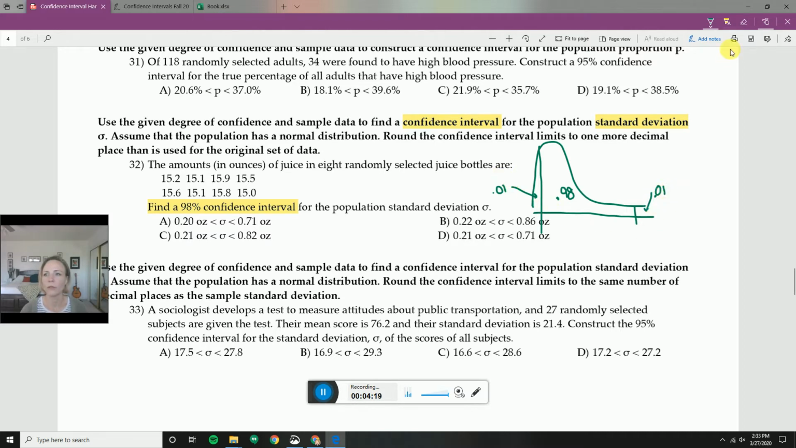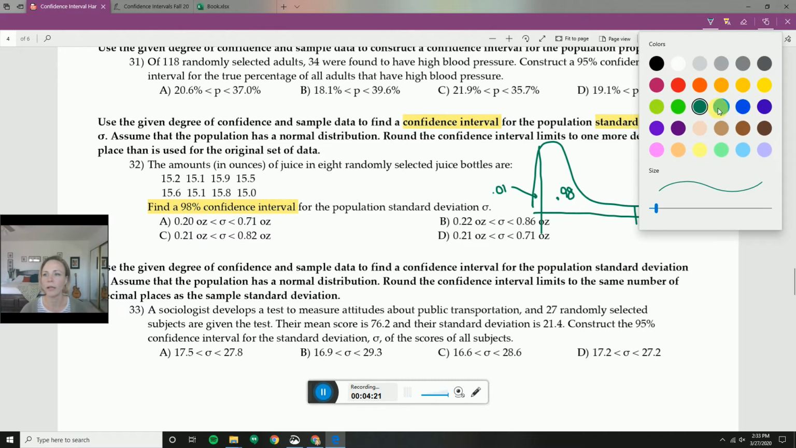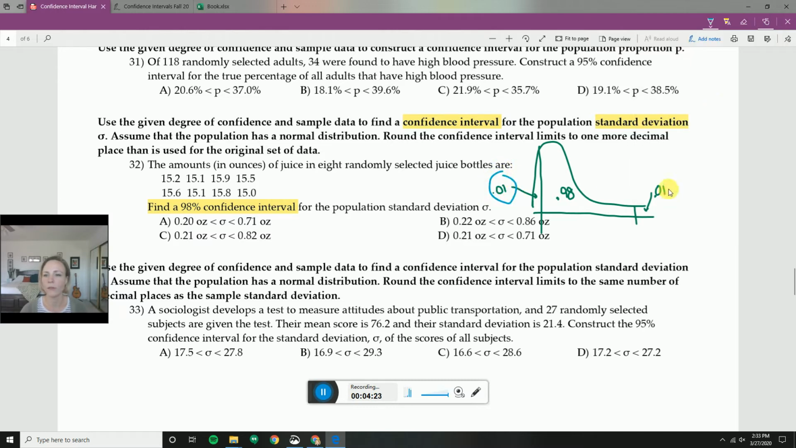So these are the two values that I'll need when I go into Excel and fill out the chi-squared distribution on the left and chi-squared distribution on the right. The other value that I'll need is the degrees of freedom. So going through here and counting, I have 1, 2, 3, 4, 5, 6, 7, 8 pieces of data. So that means the degrees of freedom will be n-1.